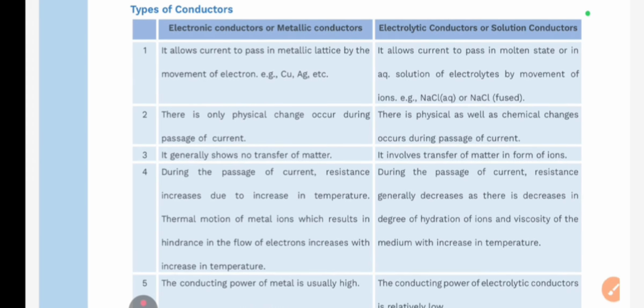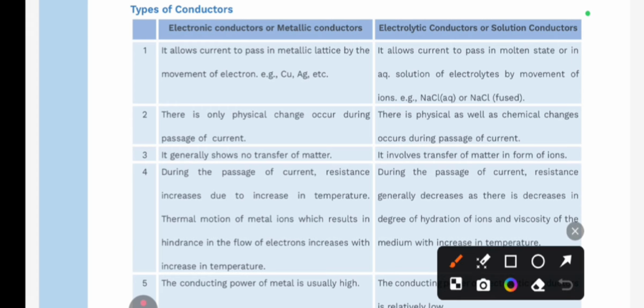Now you can see here the difference between the types of conductors. First is the electronic conductor, other name metallic conductor. The electrolytic conductor, other name solution conductor. As the name suggests, electronic means electrons. It allows the current to pass in a metallic lattice by the movement of electrons.